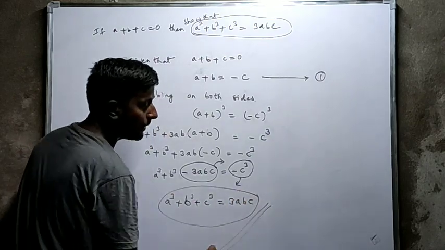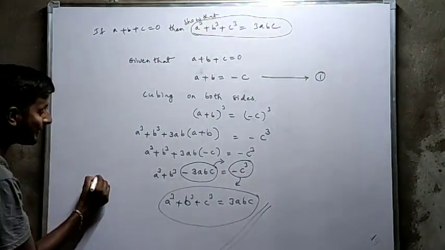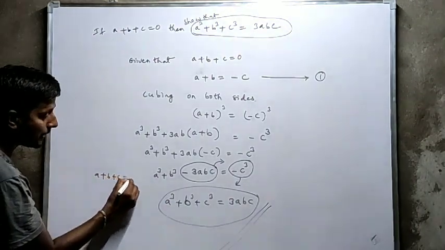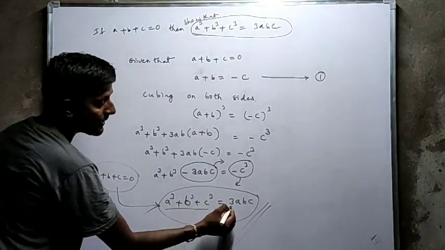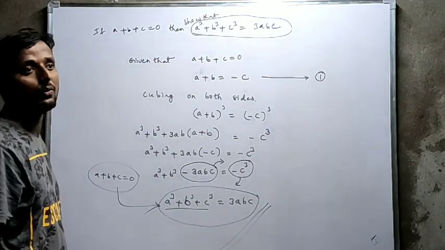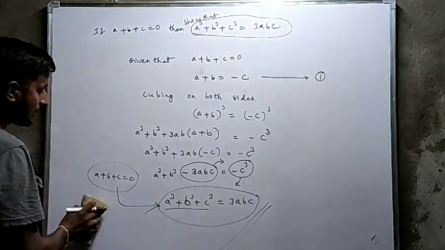Now we have found a formula. When will this formula work out? When the sum of the a value, b value and c value is 0, then the sum of the cubes is just the product of those three terms with 3. Okay, we'll see some examples now.